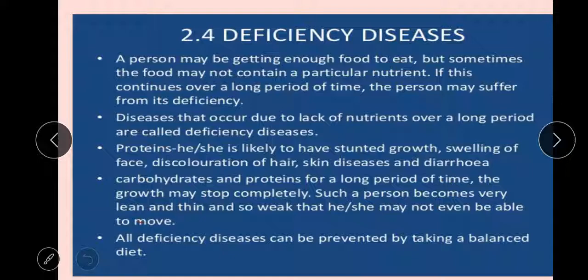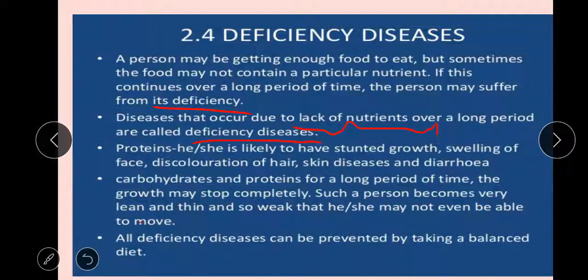Deficiency disease. A person may be getting enough food to eat, but sometimes the food may not contain a particular nutrient. If this continues over a long period of time, the person may suffer from its deficiency. Diseases that occur due to lack of nutrients over a long period are called deficiency diseases. Means if a body does not get a sufficient amount of nutrients, then the body suffers with deficiency diseases.